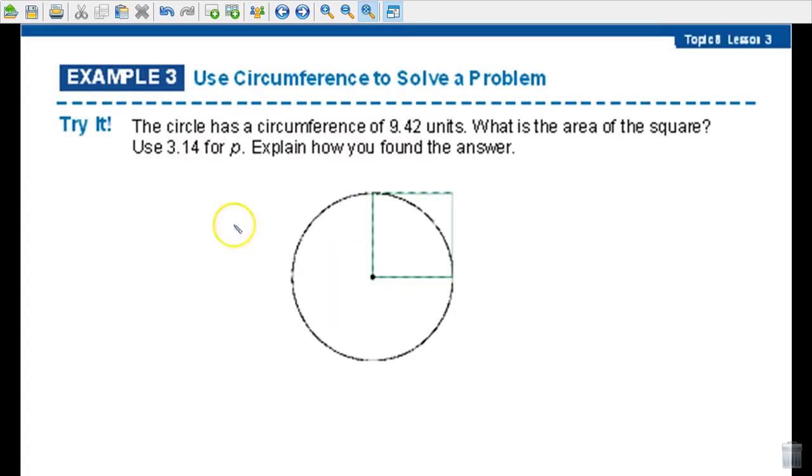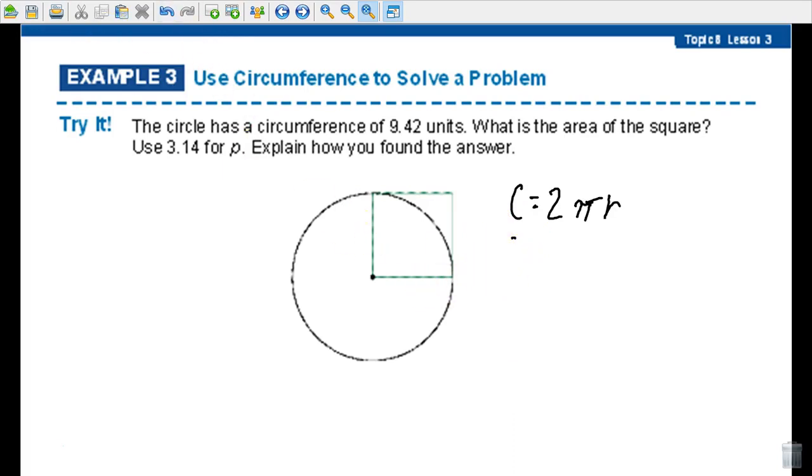Let's go to the try it. Example 3, try it. Use circumference to solve a problem. The circle has a circumference of 9.42. What is the area of the square? So we need to find the radius. So C equals 2 pi r. Not n, r. So C equals 2 pi r. We already know what C is.